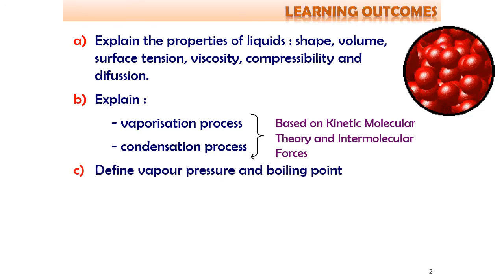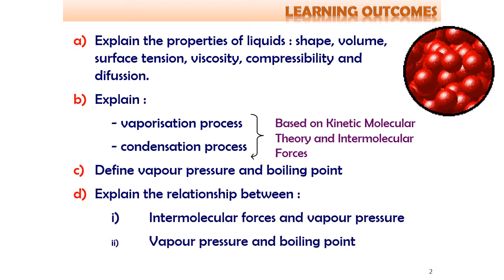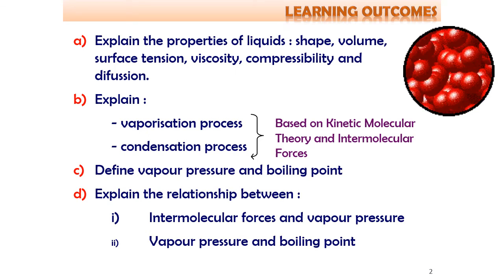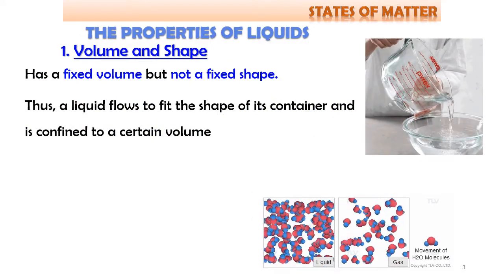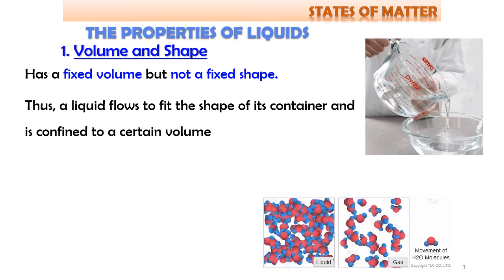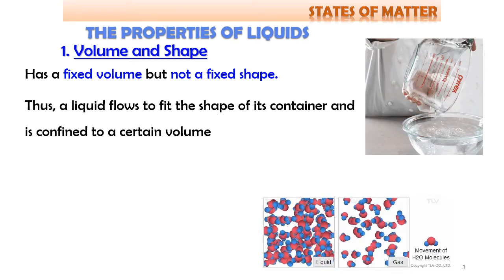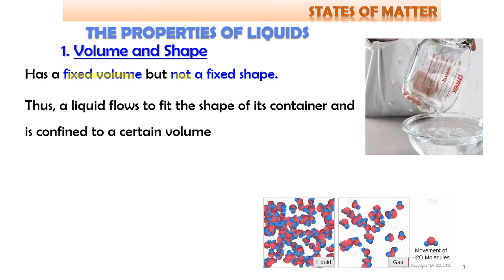Define vapor pressure and boiling point. Explain the relationship between intermolecular forces and vapor pressure with boiling point. Let's have a look at the first properties, which is volume and shape. So for liquid, they will have fixed volume but not a fixed shape.